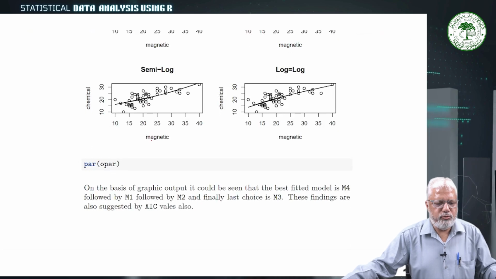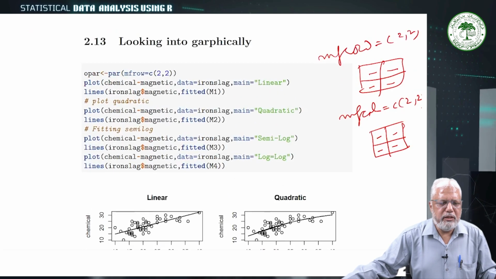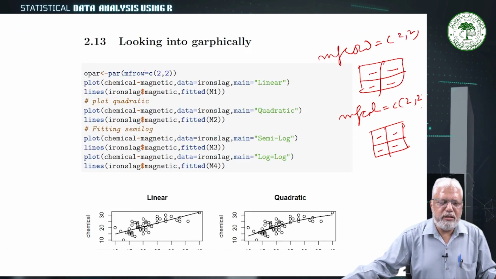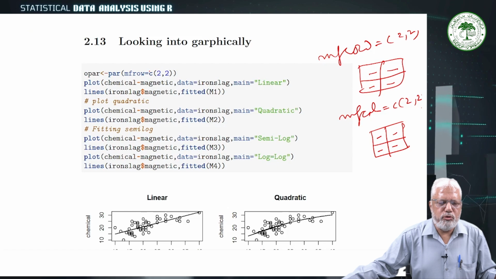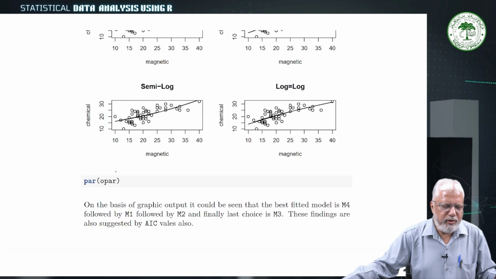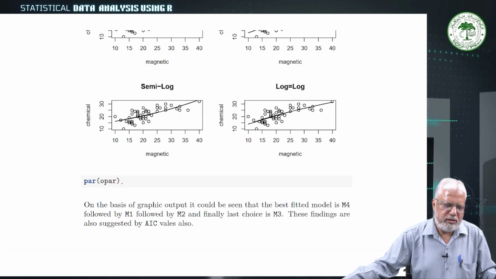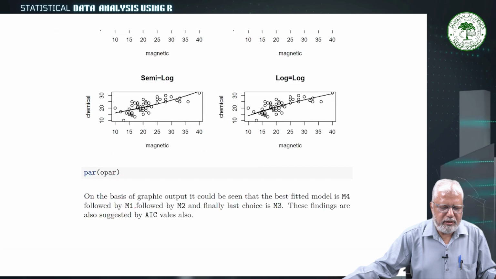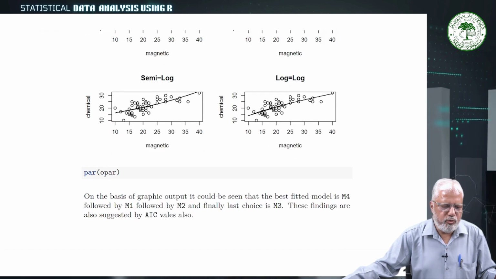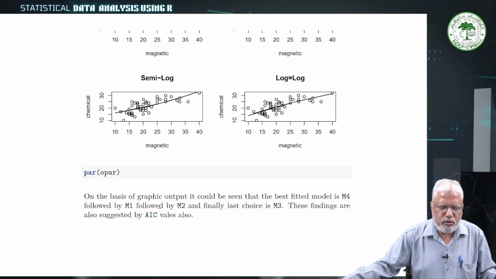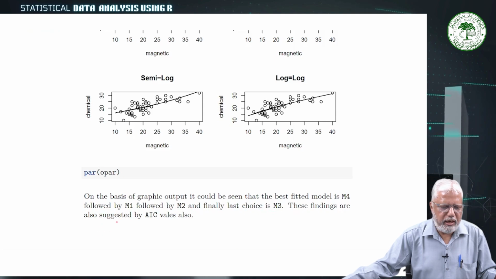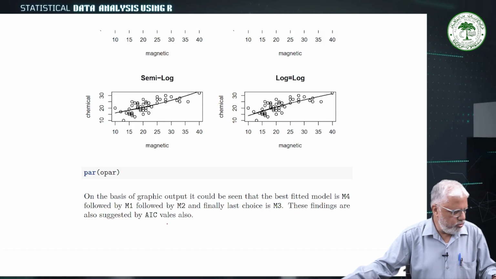Then par, what we have done is par, mfrow, we divided the screen into two rows and two columns, and then we want to exit from this. So par, it will return to the original settings, one row and one column. On the basis of graphic output, it could be seen that the best fitted model is M4, followed by M1, followed by M2, and finally the last choice M3. These findings are also suggested by AIC values.